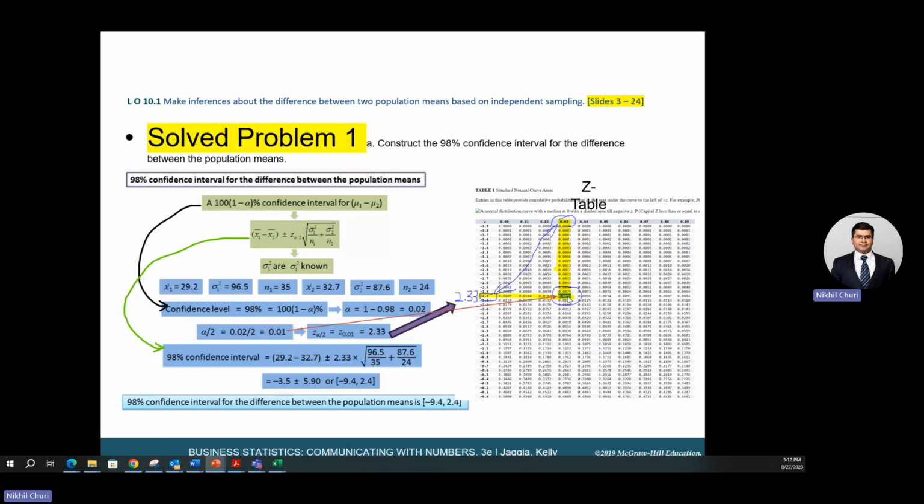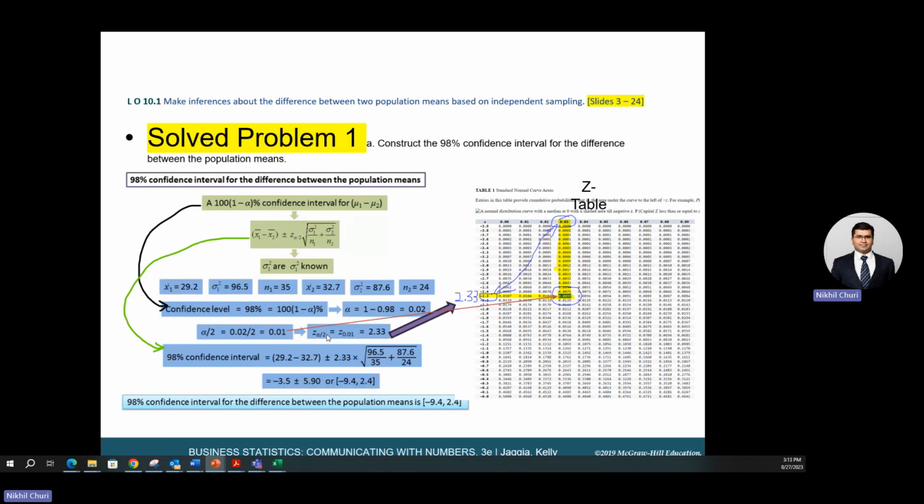So again, I'm looking at 0.01 over here. So I'm locating it at 2.3. And if I go vertically, it's 0.03. So I'll combine these two numbers and my z value is 2.33. So 2.3 plus 0.03 gives me 2.33. So that's my z value. You can see my z value over here.